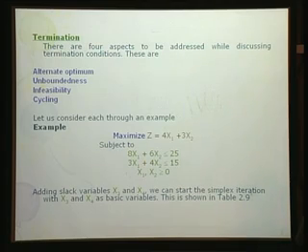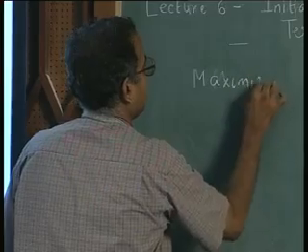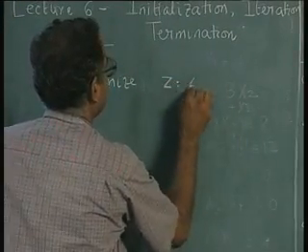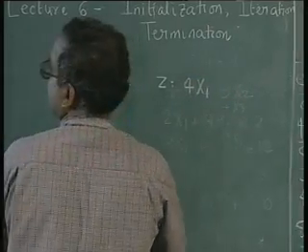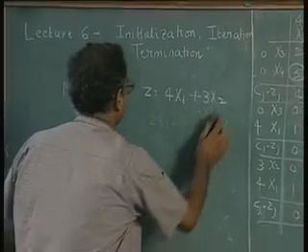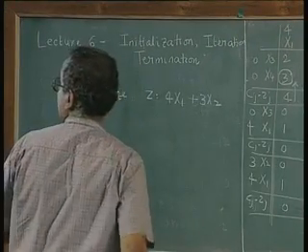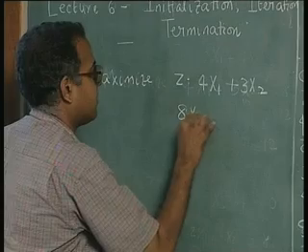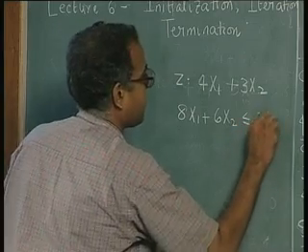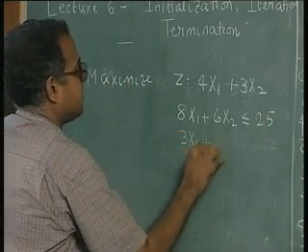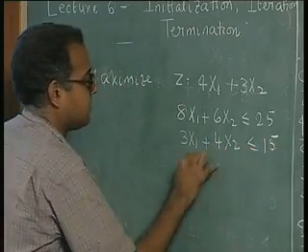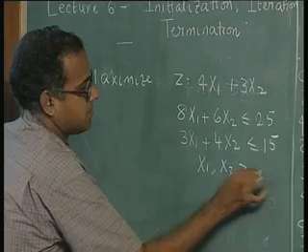Maximize 4x1 plus 3x2, subject to 8x1 plus 6x2 less than or equal to 25, 3x1 plus 4x2 less than or equal to 15, x1, x2 greater than or equal to 0.